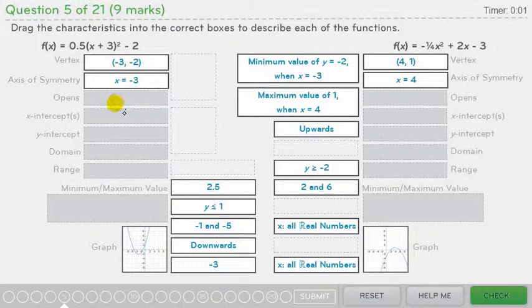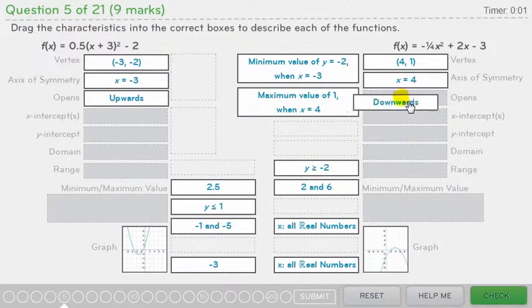Now the opening. As we said before when we were determining what the graph was, we know the opening for our first one is upward, and the opening for the other one must be therefore downward.